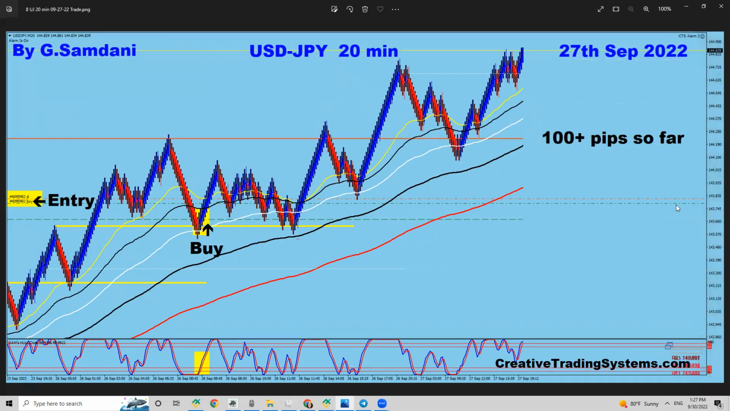Now, on the 27th, everything started retracing and taking a breath, a short break. So this is the only trade that happened on the 27th. Everything else was just retracing. So this is USD yen, 100 pip.